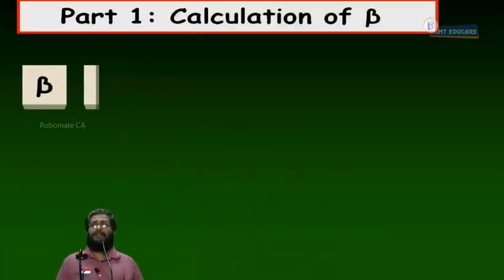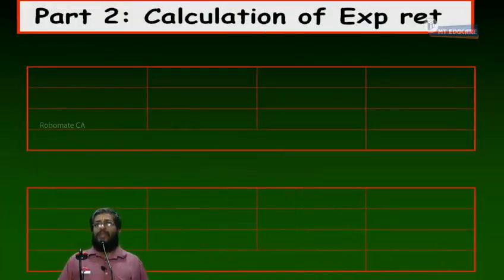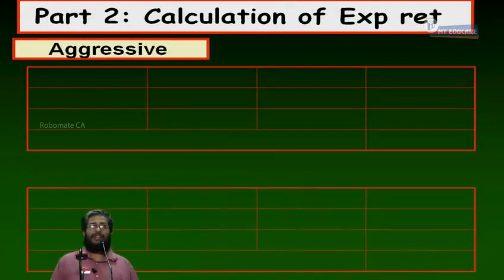Write down, next step, part 2. Calculation of expected return. We'll do it together. At first, the aggressive share.